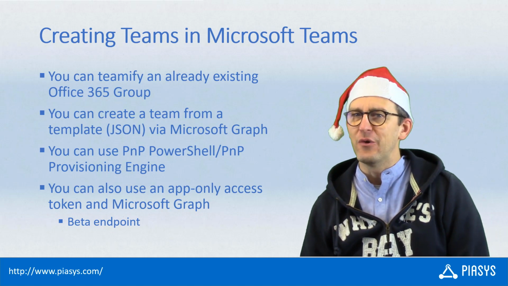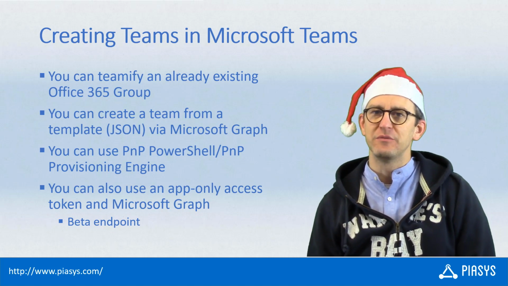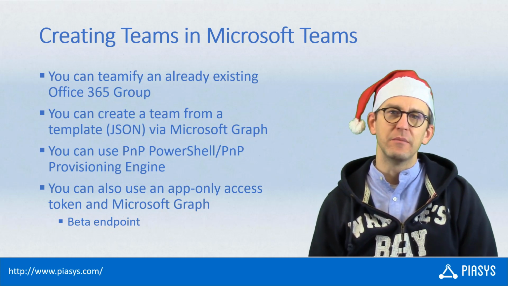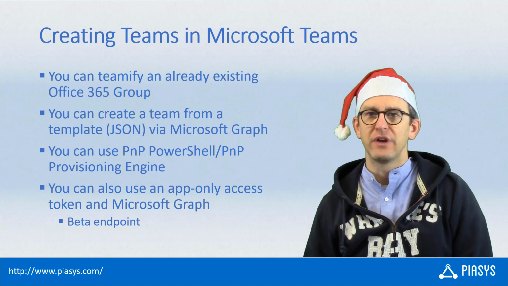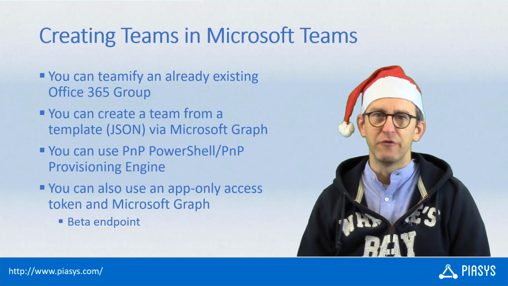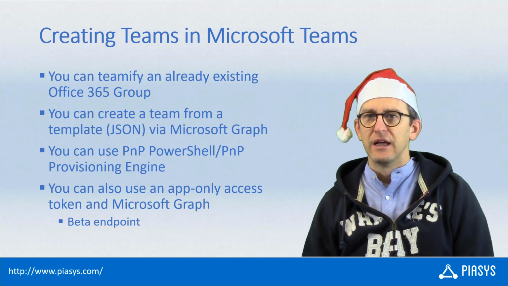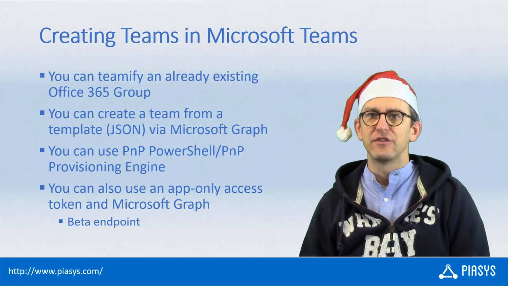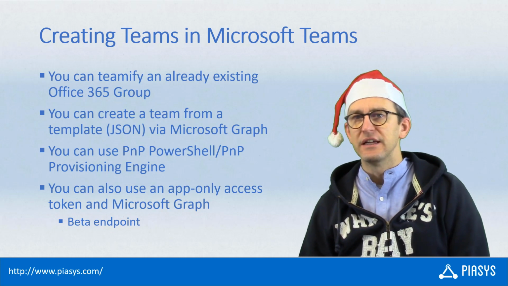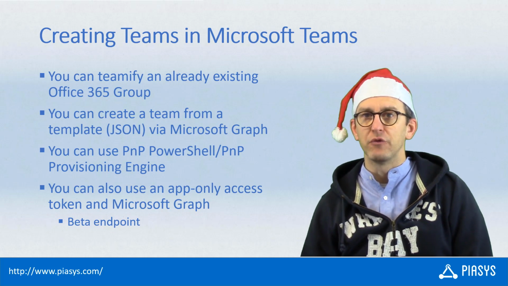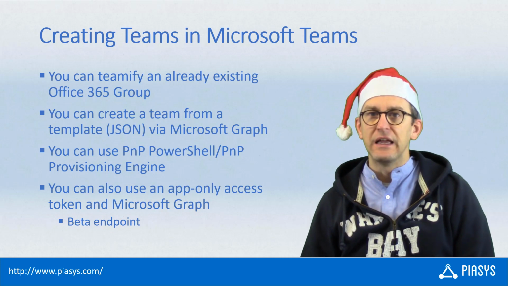Today we will talk about how we can create a team using Microsoft Graph with an application-only access token. In fact, when you want to create a team, you have plenty of options. For example, you can simply teamify an already existing Office 365 group, or you can create a group and then teamify it right after. You can create a team based on a JSON template using Microsoft Graph and a delegated access token. You can create a team using PnP PowerShell or the PnP provisioning engine, but you can also use the Microsoft Graph with an app-only access token, and you can create a fresh new team providing an owner for that team.